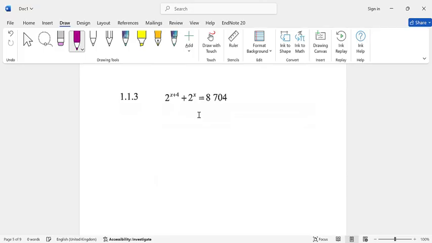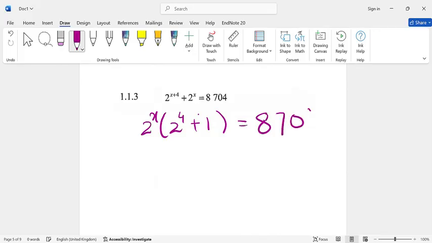We have 2^x. We take 2^x common from this equation, and we have 2^4 left, and then plus 1 equals 8704. Now, 2^x, and what is the answer of 2 power 4?